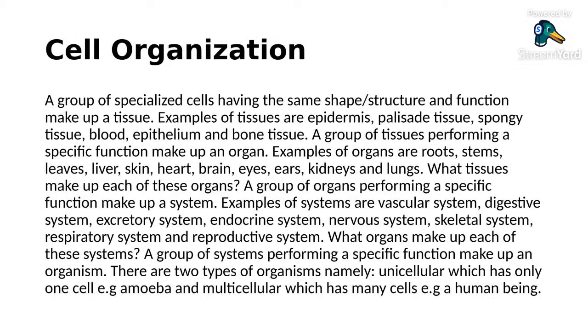The heart is an organ responsible for pumping blood. That is its function. We've got blood vessels in the transport system. That's another organ responsible for carrying blood. We've got blood itself, which is also considered to be an organ. So different organs come together, performing different specific functions to form a system.